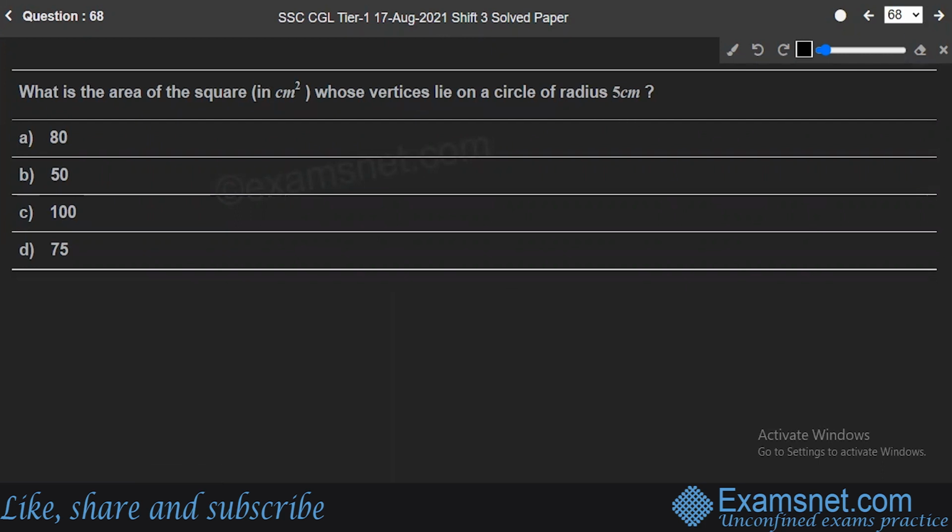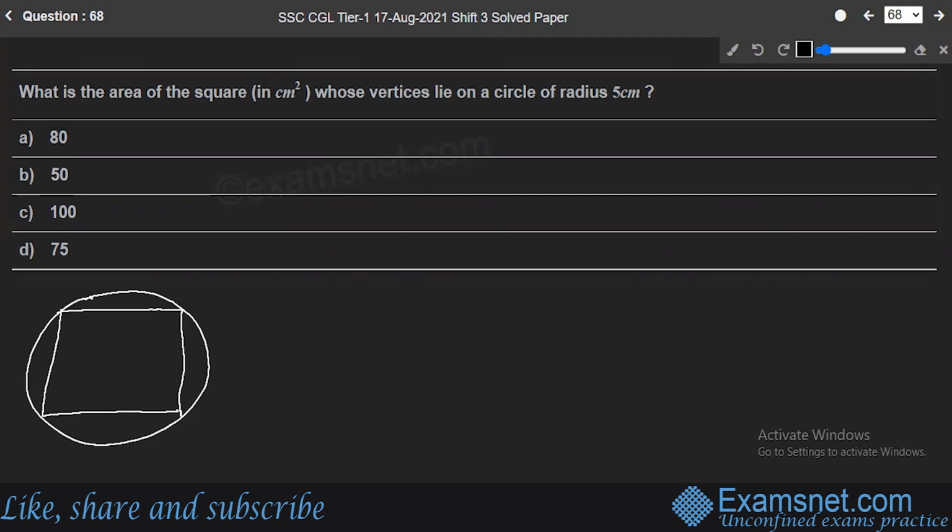Let's make it first. You are having a circle and you are having a square inside the circle. This is the circle, and this radius has got to be 5 centimeters. Let's name this A, B, C, D, and this point is O. AC is the diameter. So what will the value of AC be? It will be 5 plus 5, that is equal to 10 centimeters.